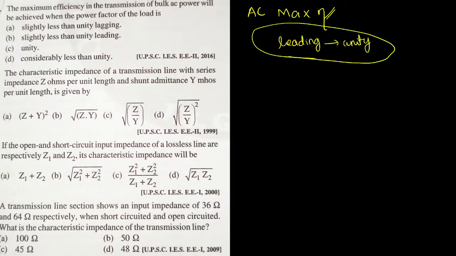So what is the answer for this question? The answer for this question is option B. Kindly go through the notes. We have proved these things. Okay, let us take the next one.